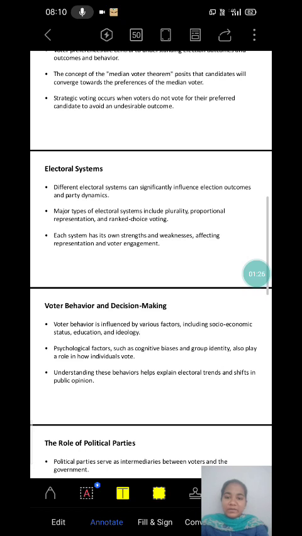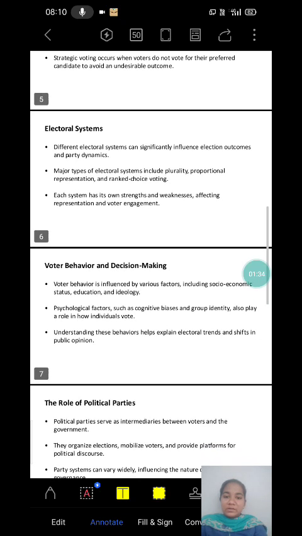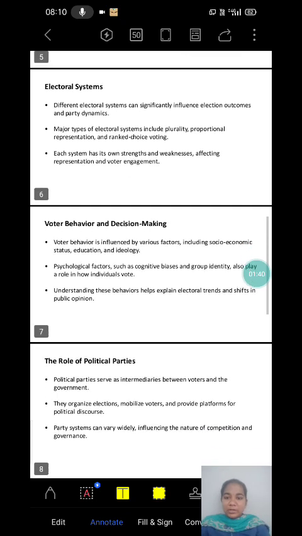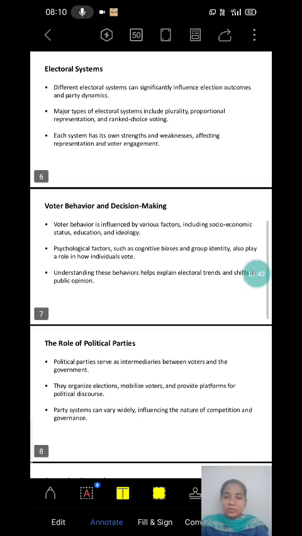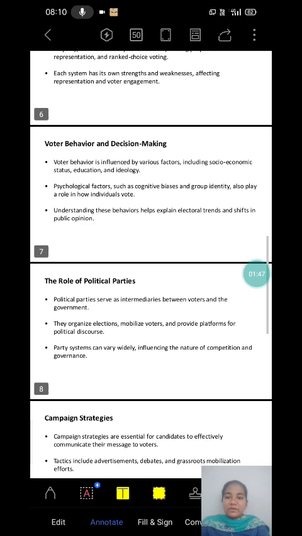Electoral systems. Different electoral systems can significantly influence election outcomes and party dynamics. Major types of electoral systems include plurality, proportional representation, and ranked choice voting. Each system has its own strengths and weaknesses affecting representation and voter engagement.